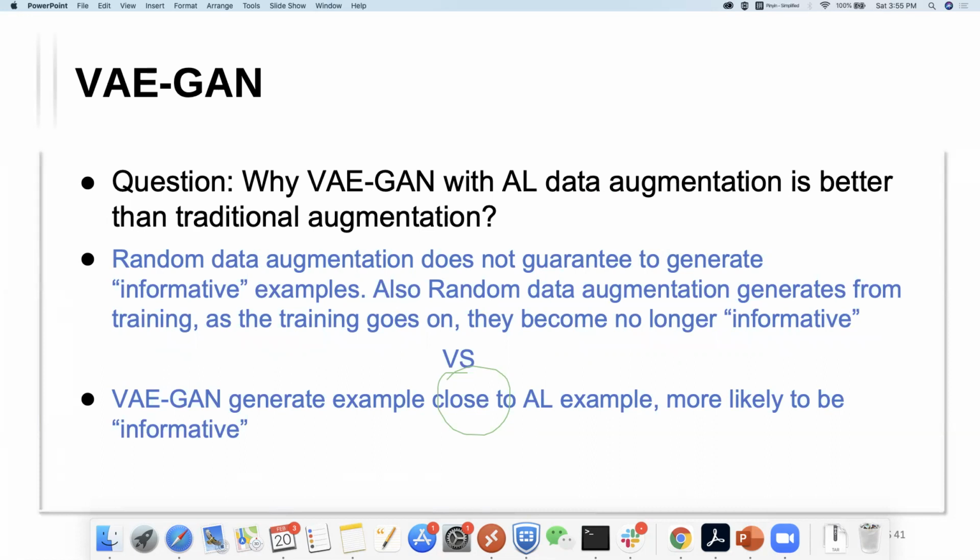The second question is, why is using VAE-ACGAN as data augmentation better than random augmentation? Because random augmentation does not guarantee to generate informative samples. Also, the data augmentation is generated from the original training data. As the training goes on, they become no longer informative, because those training samples have been seen by the model many times. So those examples were likely to be mostly correct as the training goes on. But for VAE-ACGAN, you can generate examples close to your active learning example, so they are more likely to be informative than random data augmentation.